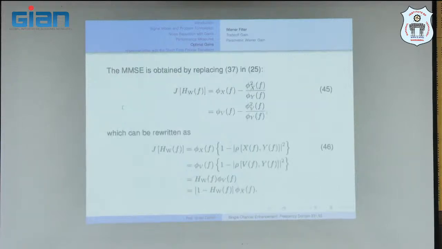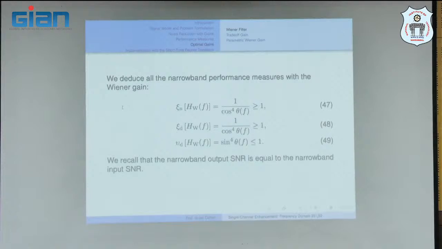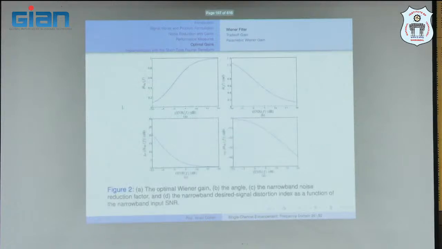We can also present the MSE and see some relations, and we can also write the other performance measures, the noise reduction factor, the desired signal reduction factor, and the distortion index as a function of theta, which is nice to show. It's a more compact way to present it. And also we can plot the Wiener gain as a function of the input SNR.